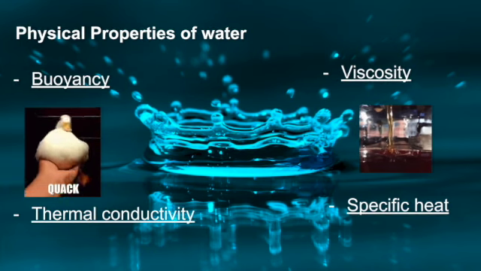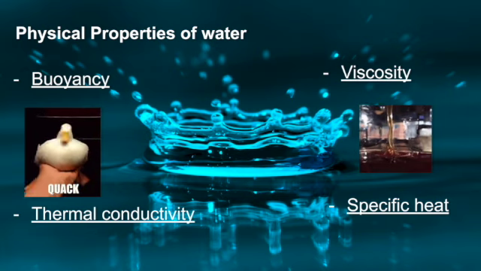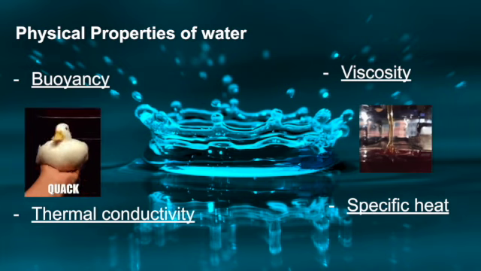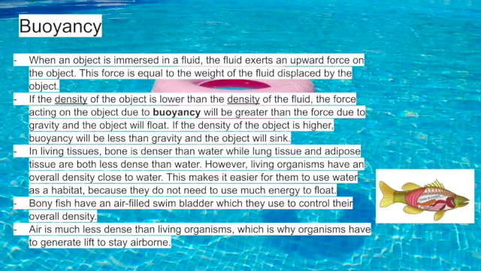So there are four physical properties of water that you should know about: buoyancy, viscosity, thermal conductivity, and specific heat. We're gonna look into each one right now. So okay, firstly, buoyancy. When an object is immersed in a fluid, the fluid exerts an upward force on the object. This force is equal to the weight of the fluid displaced by the object. If the density of the object is lower than the density of the fluid, the force acting on the object due to buoyancy will be greater than the force due to the gravity, and the object will float.